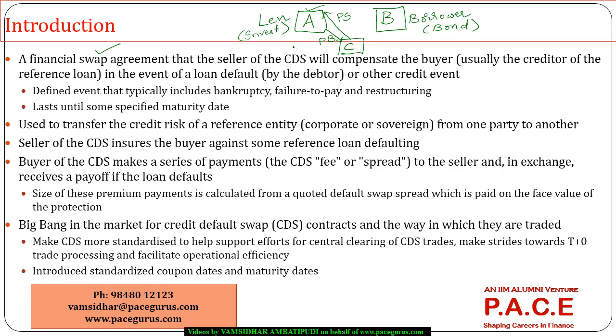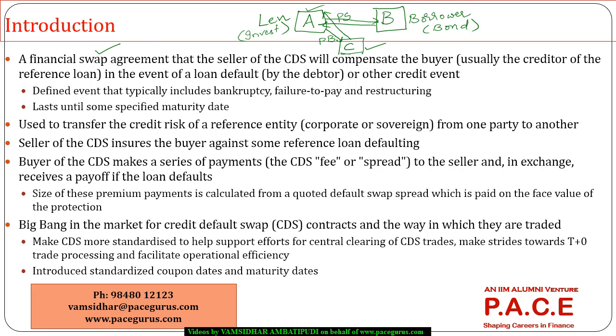So what it means here, if normally the agreement is between A and B where B has to pay A because A has already given a loan to B. But if B defaults, the corresponding compensation will come from C because C is the protection seller. Now that is the agreement.